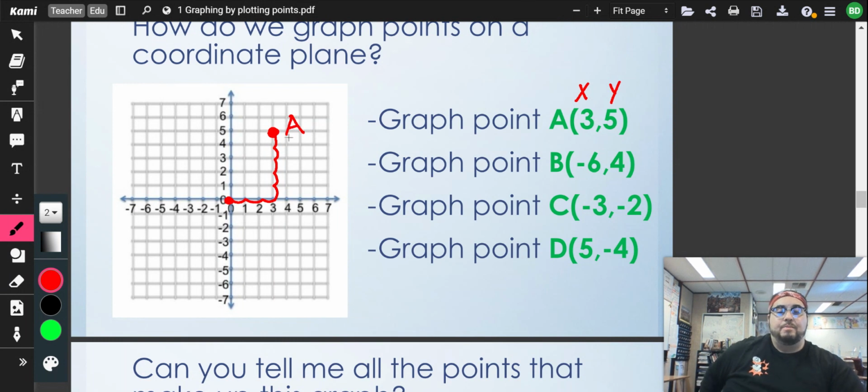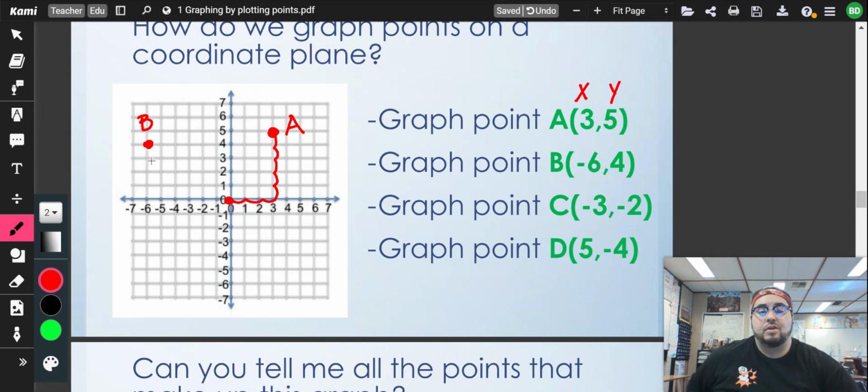Now for point B, we're going to go again starting at the origin. Point B is negative 6, positive 4. So we're going 6 to the left, and we're going 4 up. And this is point B. Again, because x is negative, we go 6 to the left. Because y is positive, we go up 4.